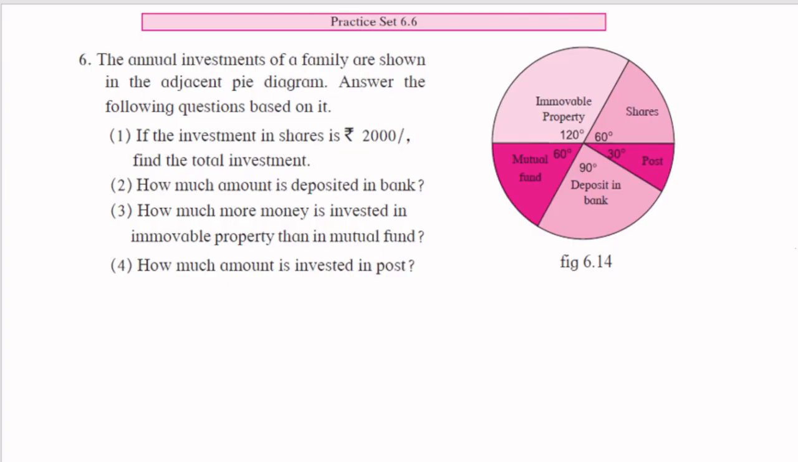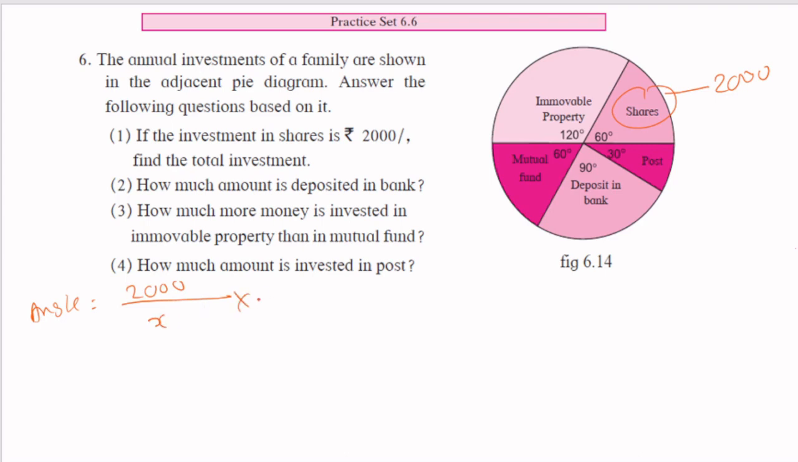Similar thing, you don't have to draw, you have to find the answer. The annual investments of a family are shown in the adjacent pie diagram. Answer the following question based on it. If the investment in shares is 2000 rupees, find the total investment. Again, the same formula, you don't have to waste your time. So what is the formula? Angle is equal to component. The component is already given. What is the value of this component? Shares, 2000. Okay. And what is the total?